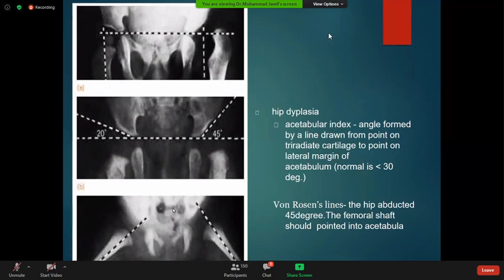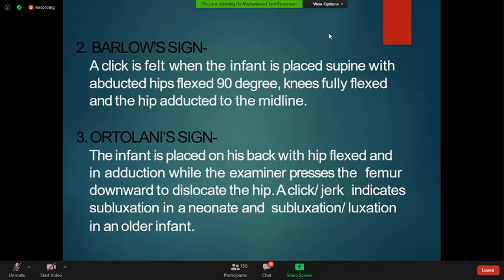This is one vertical line. It should pass through the center of the acetabulum like this. It is crossing the upper border, so it means that it is dislocated. Okay, clinical signs. This is very important. Start with the Barlow and Ortolani signs.